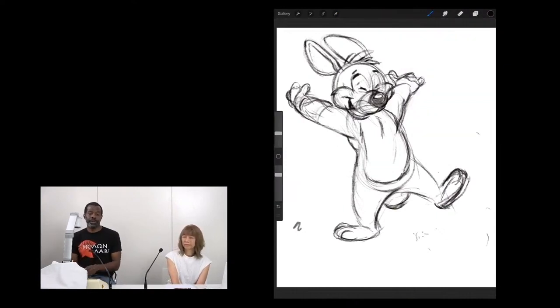So, yeah, this is what you want to do. You want to make sure. Now, of course, it's exaggerated because it's a cartoon and the arms are really spread out and everything's like that. But it's very, very clear in terms of what the action is, what the gesture is.